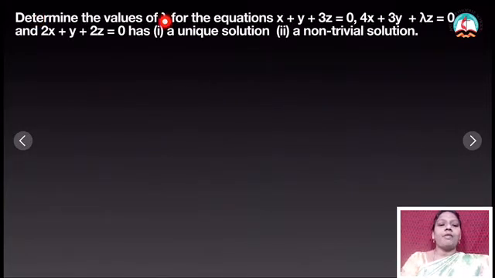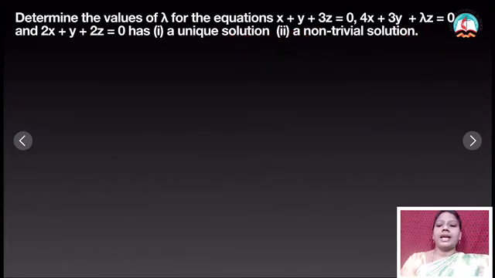Determine the values of lambda for the equations. The three equations are given. It has a unique solution and a non-trivial solution. That is the thing we have to prove, because we know only two kinds of solutions in a homogeneous equation.